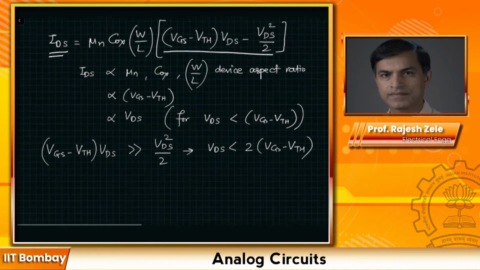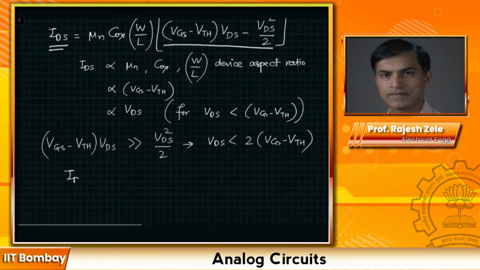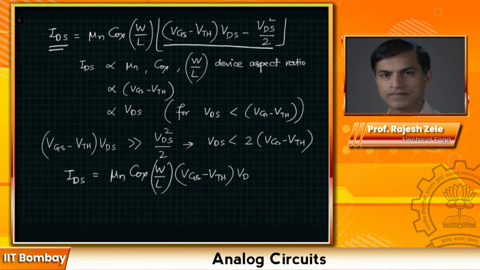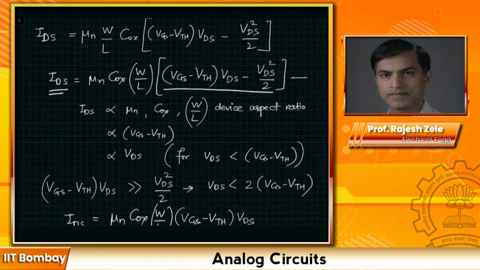So under this condition, your IDS is going to be equal to mu n Cox W by L times VGS minus VTH times VDS. So let's try to draw this particular curve, IDS.